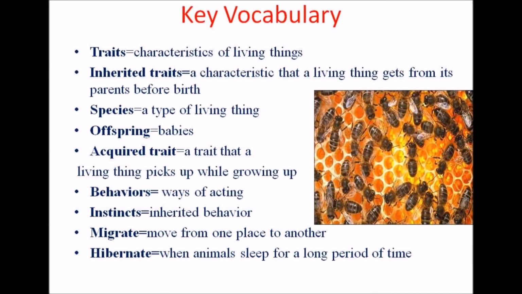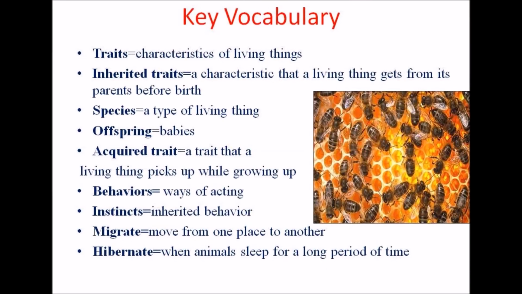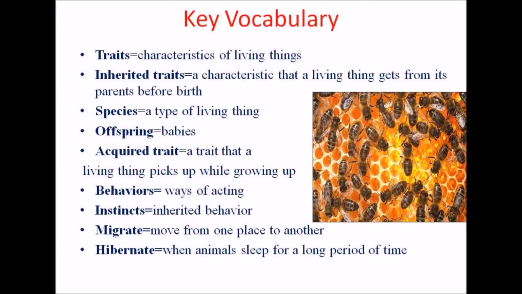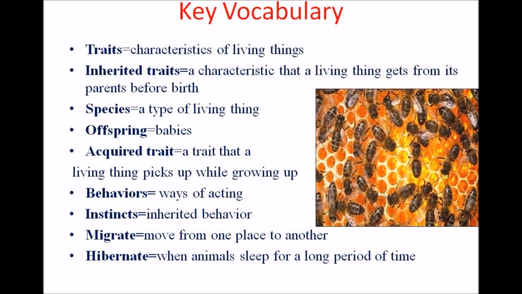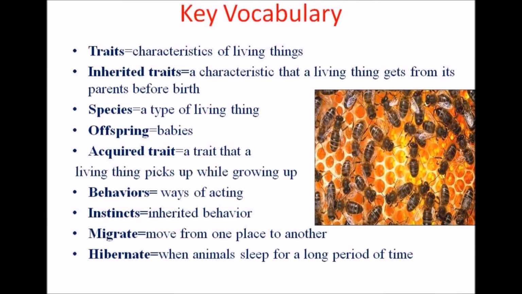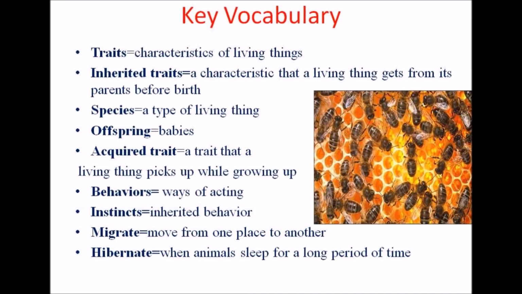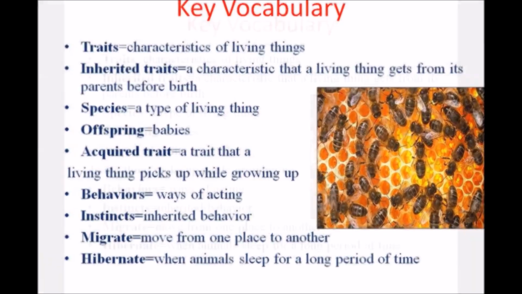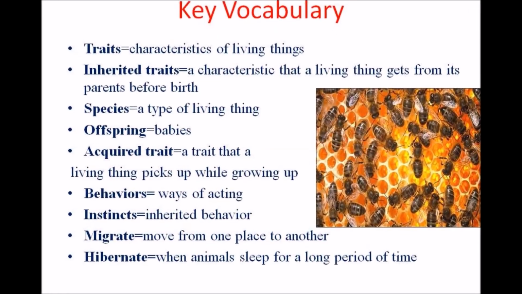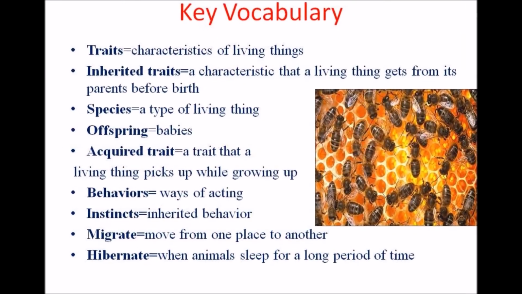Key vocabulary. Traits, characteristics of a living thing. Inherited traits, a characteristic that a living thing gets from its parents before birth. Species, a type of living thing. Offspring, babies. Acquired trait, a trait that a living thing picks up while growing up. Behaviors, ways of acting. Instincts, inherited behavior. Migrate, move from one place to another. Hibernate, when animals sleep for a long period of time.